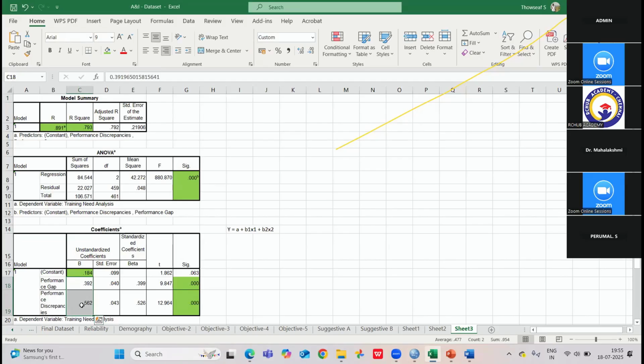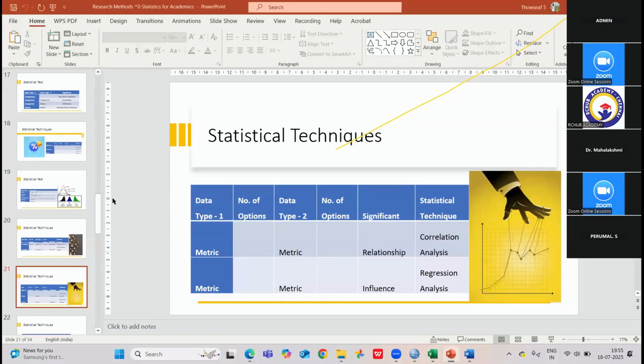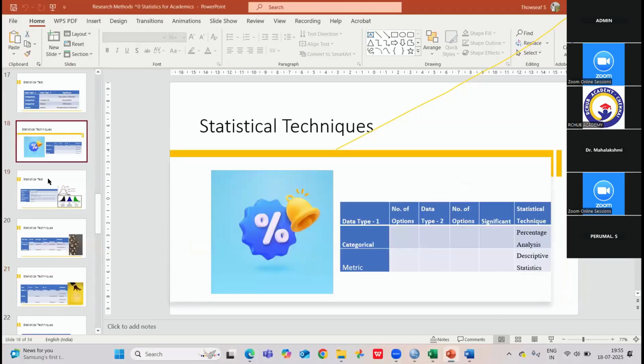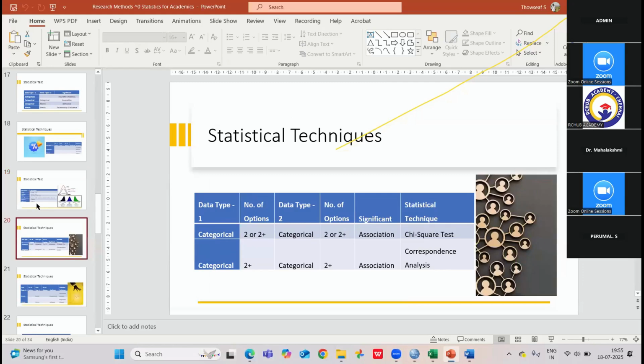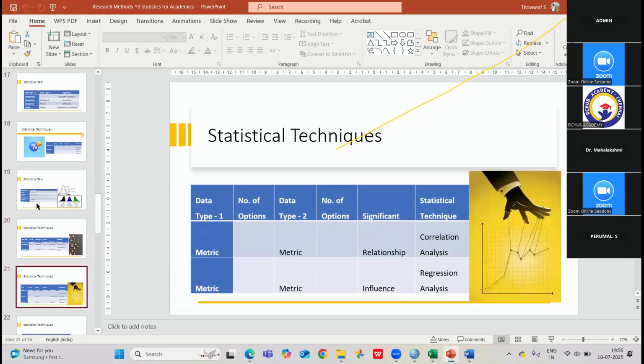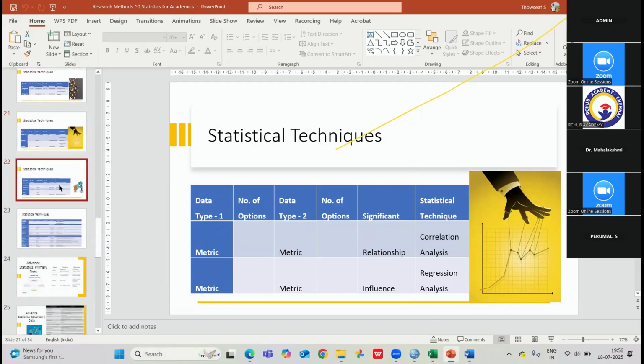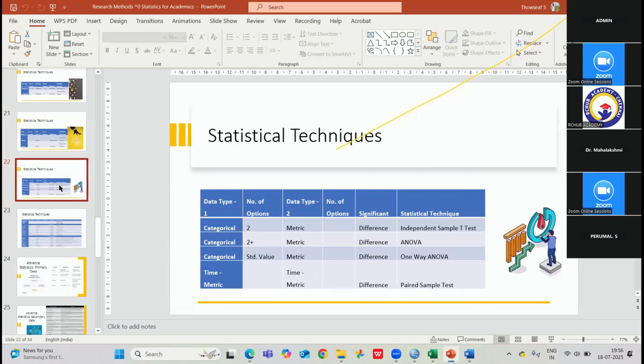Okay. So today we have discussed how to perform and interpret a simple percentage analysis and descriptive statistics, under what circumstances you need to use the chi-square test and how to interpret it, under what circumstances you use correlation analysis and how to interpret it, and under what circumstances you use regression analysis. So all these we have discussed. During the next class, I will be talking about the significant difference test, and about the ways to publish an article or write your thesis more effectively.